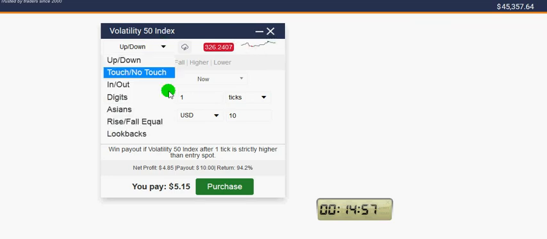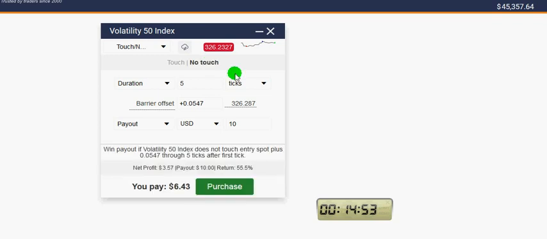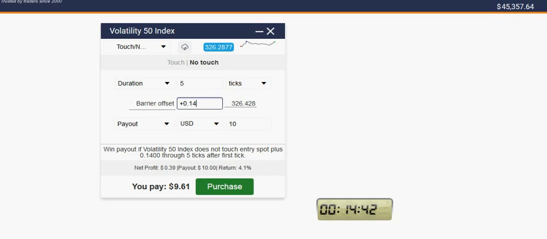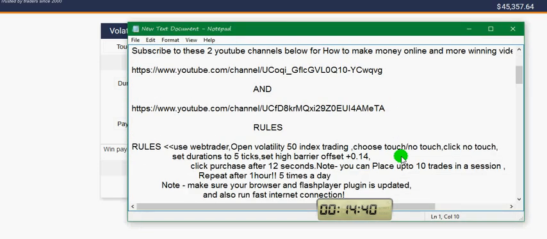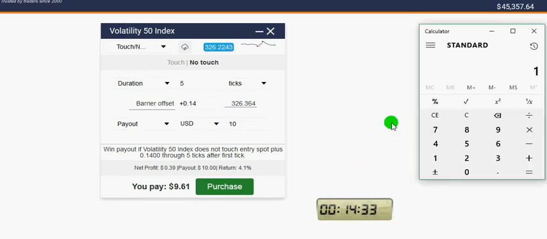So here we are going to change this to touch, no touch. Then we are going to click on no touch. So we are going to change this to 5 ticks. Make sure it's 5 ticks. Then our barrier offset will be plus 0.14. Plus 0.14 is stated right here. So after 12 seconds, we'll be clicking on purchase. We are going for the first trade.